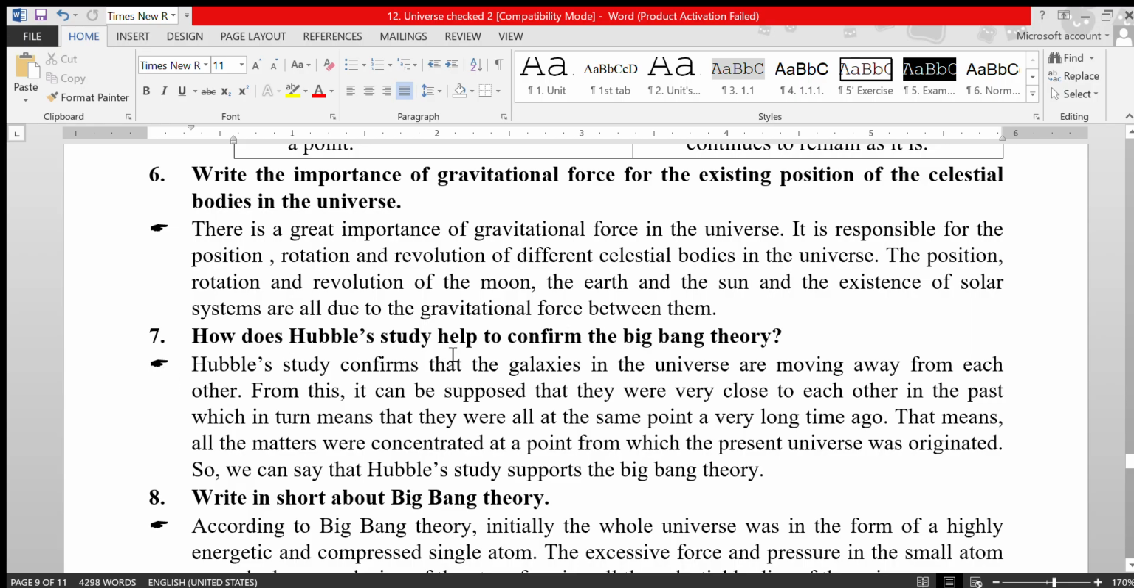How does Hubble's study help to confirm the Big Bang theory? Hubble's study confirmed that the galaxies in the universe are moving away from each other. From this, it can be supposed that they were very close to each other in the past, which in turn means they were all at the same point a long time ago. That means all matter was concentrated at one point, from which the present universe originated. So we can say that Hubble's study supports the Big Bang theory.